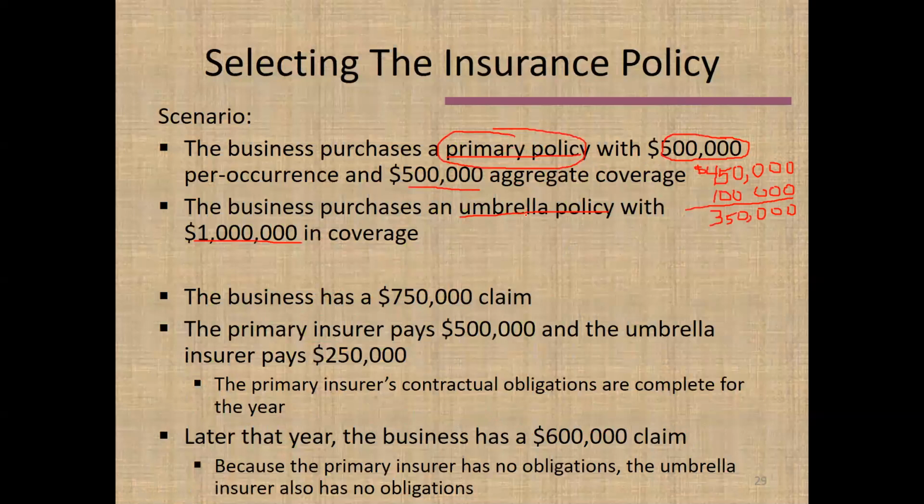Well, it's very disappointed to learn that the umbrella policy only works when you have a primary policy, because it's designed to fill in the gaps of the primary policy. Because the primary insurer doesn't have any obligations, since the aggregate was satisfied, the umbrella insurance company is also done. And so there isn't any more coverage beyond the $750,000. You can see how you have to really game it out and think about the variety of scenarios to make sure you're buying the product that's really going to be meaningful for your business model.